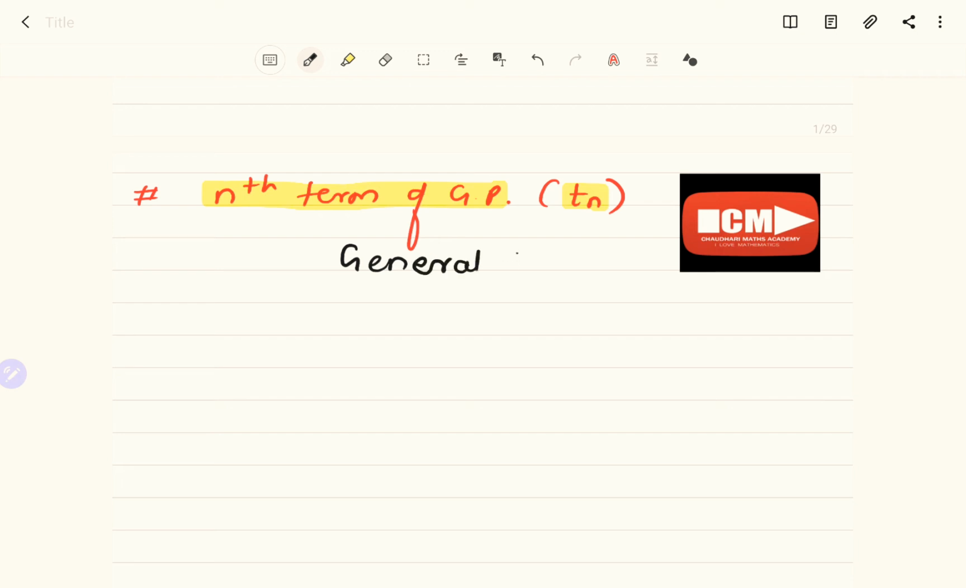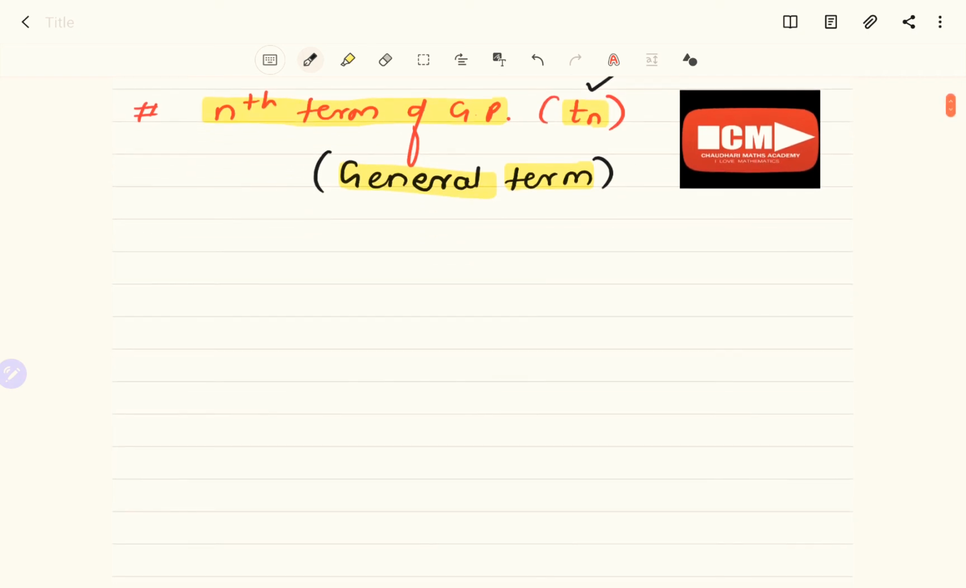So this is also called the general term, because Tn will represent each and every number given in a sequence. Therefore, Tn is also called the general term of any sequence. So let's try to find the general term of a geometric progression.